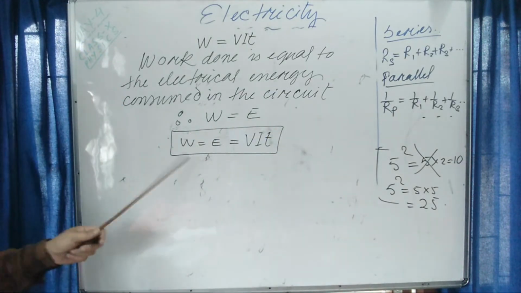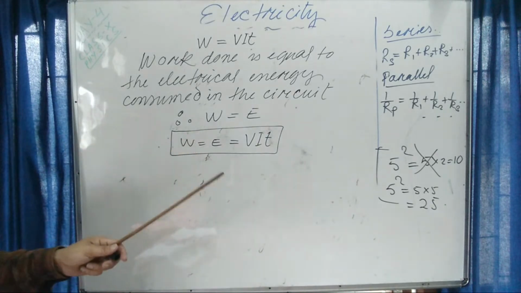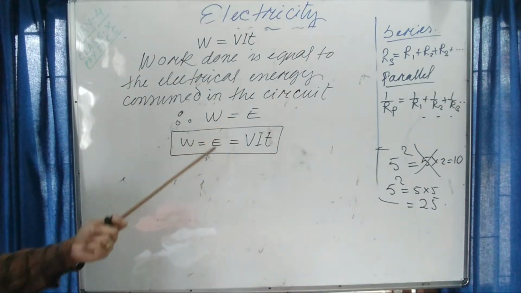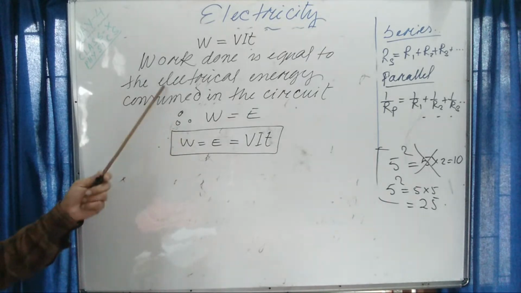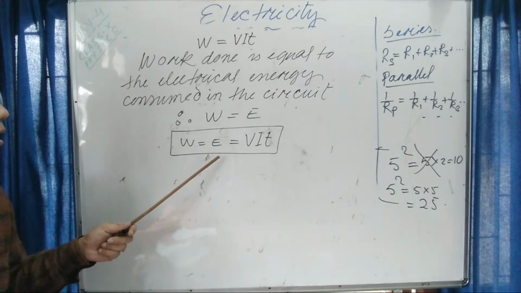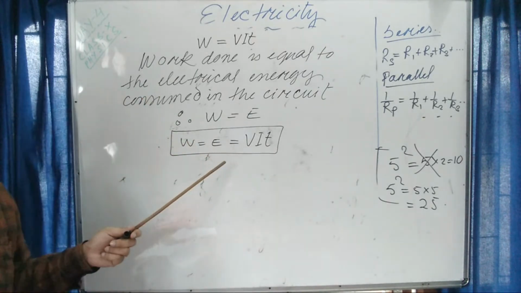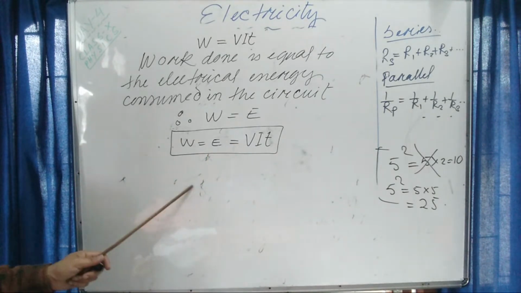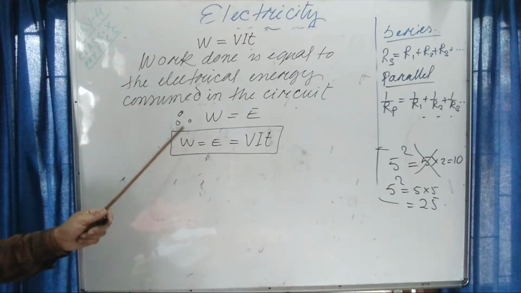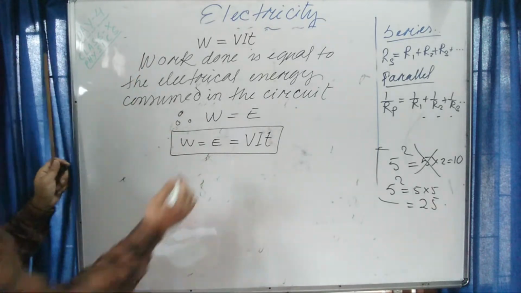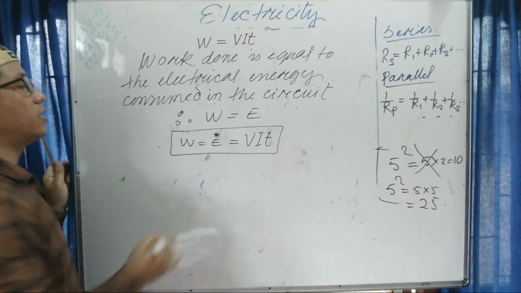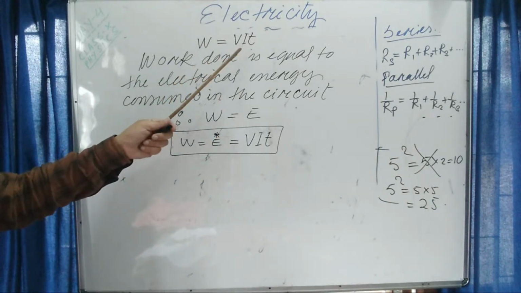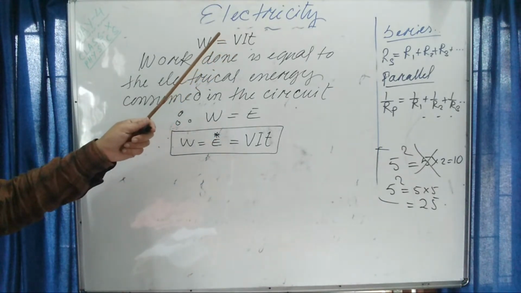So this equation also we have to know. E is equal to VIT. Because here the work done is the amount of electrical energy consumed, that is equal to VIT. So this is all about the electrical energy. You have to see this E here. This equation we already came to know before also.